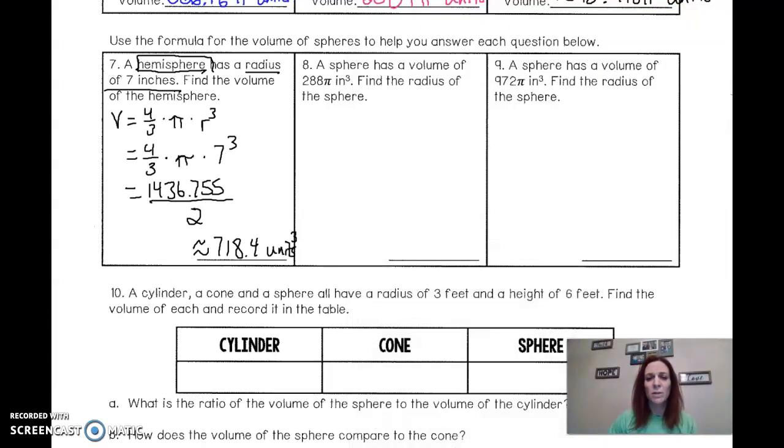With these problems, it's really important, well, with any of the problems, to start with your formula. A sphere has a volume of 288 pi cubic inches. Find the radius of the sphere. So write your formula down. You've heard me say it. The more you write down, the easier the problem is, right? So the volume is this. So I'm going to replace V with 288 pi.